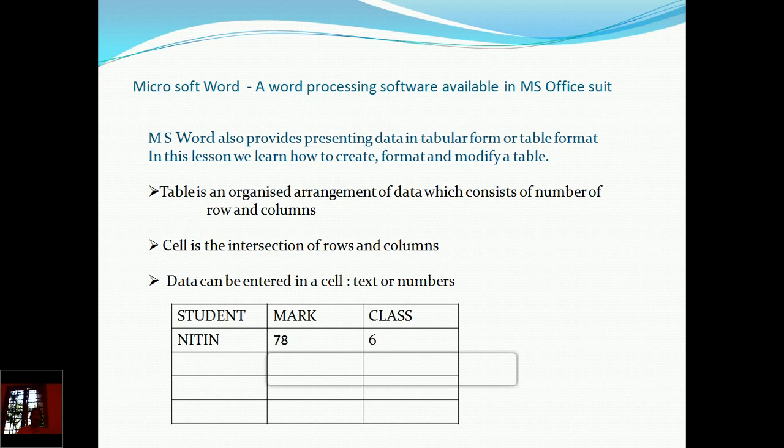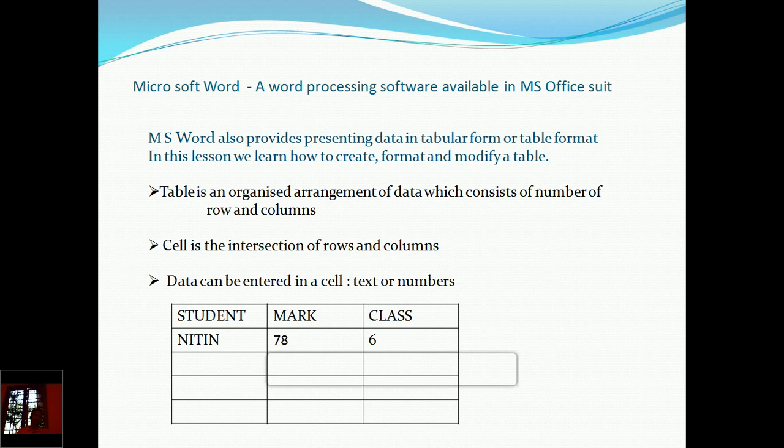The first sentence: Microsoft Word, a word processing software available in MS Office Suite. MS Office Suite means a group of application programs brought together and launched by Microsoft Office. The different application programs available in Microsoft Office are Microsoft Word, which we are going to study now, and Microsoft Excel, Microsoft PowerPoint, Outlook, etc.